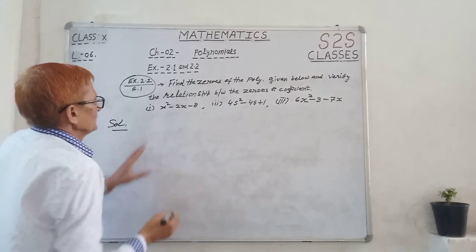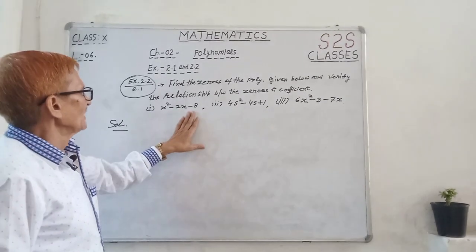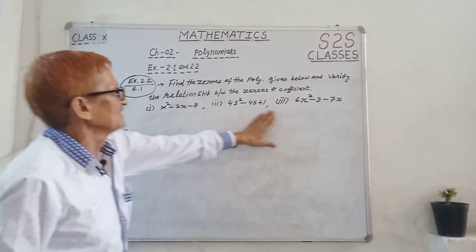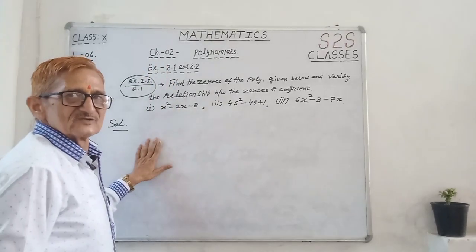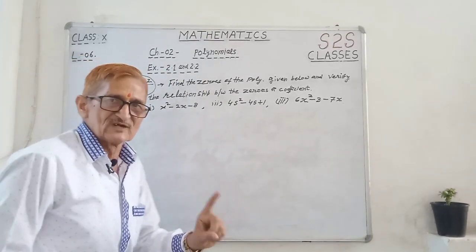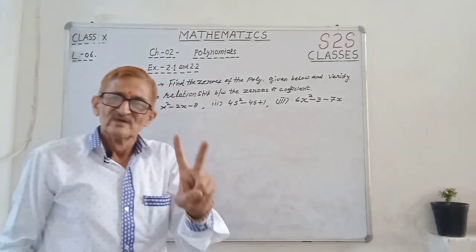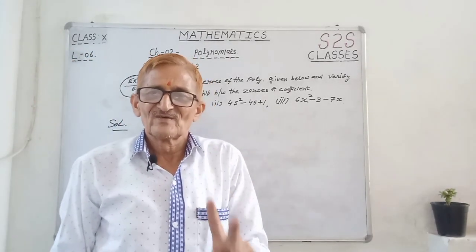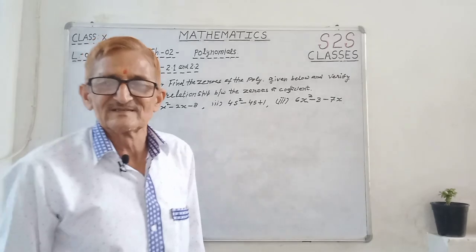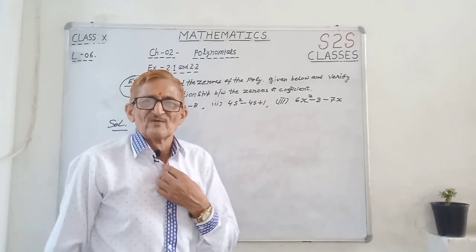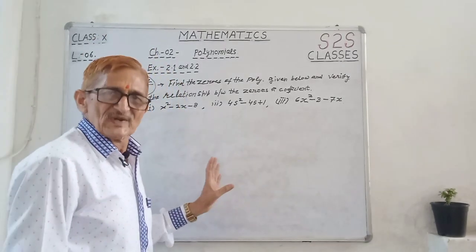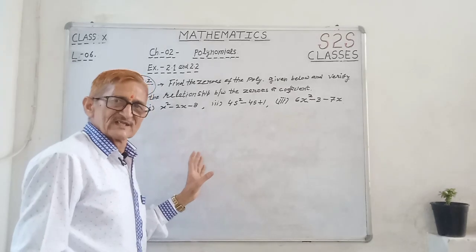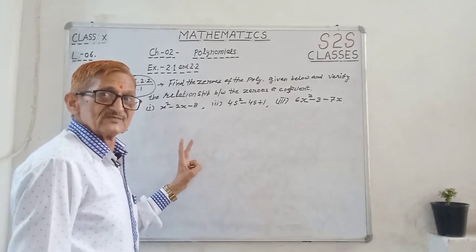This polynomial x square minus 2x minus 8 is a quadratic polynomial. So how can we solve the quadratic polynomial? Two methods are there, I told you. One is the factorization method and the other is the quadratic formula. Now split the middle term by the factorization method.